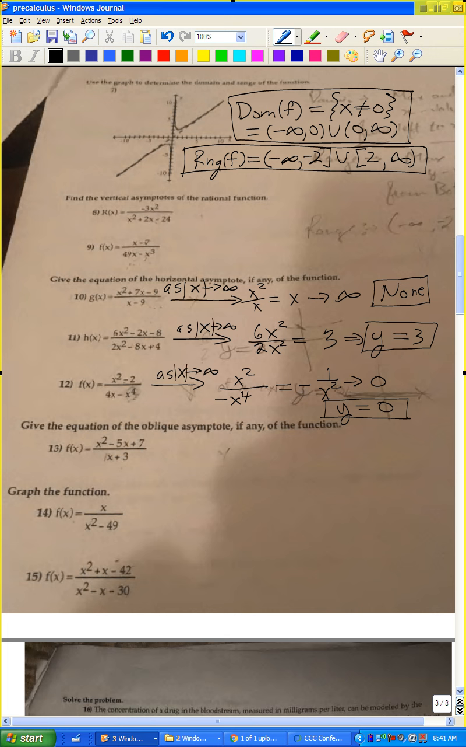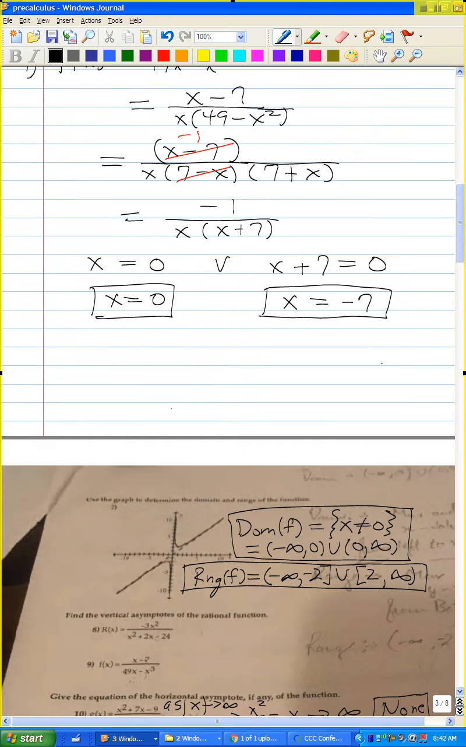Okay, give the equation of the oblique asymptote, if any. To find the oblique asymptote, what I want to do is simplify this function. So let me do that. Number 13. I have f of x equals x squared minus 5x plus 7 over x plus 3.